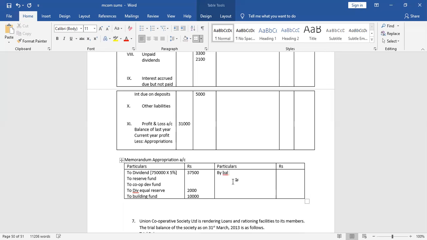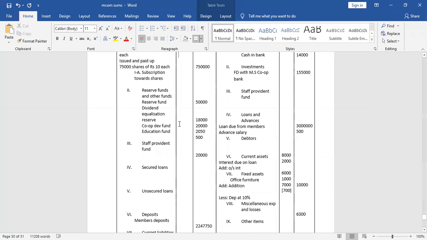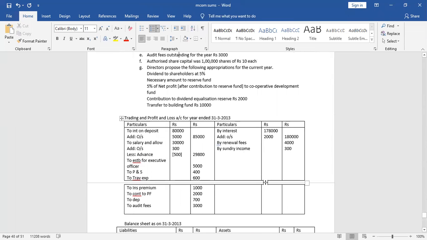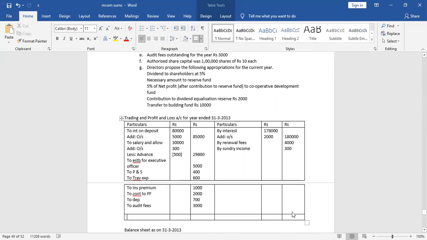Now let us first find out the profit, and here one more thing is that by balance brought down, last year's profit, which we can already see is 31,000. P&L account last year's profit is 31,000. So now let us find out the profit first. Gross profit is not there, net profit is there, we have to find everything. What is the net profit? Add all this, 184,300, we get 184,300.